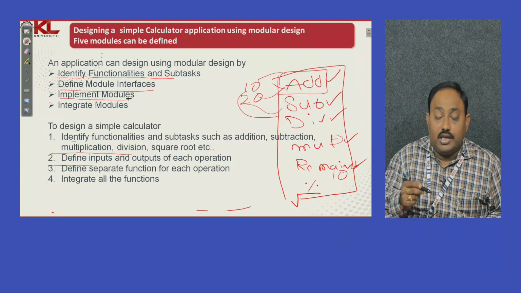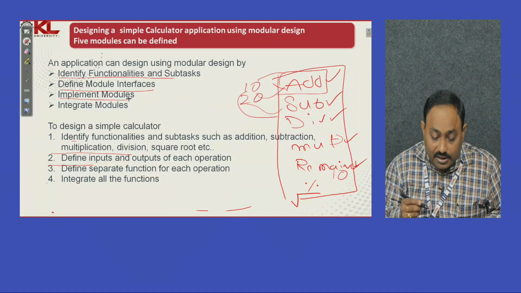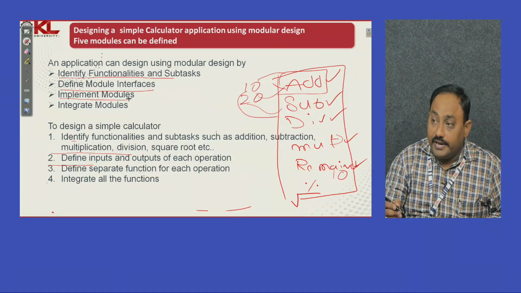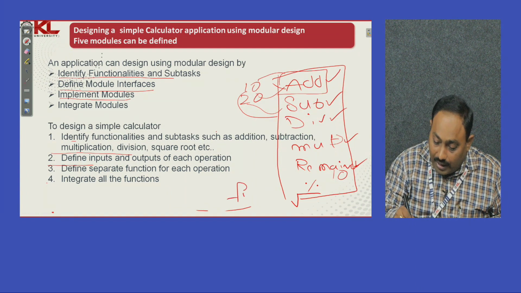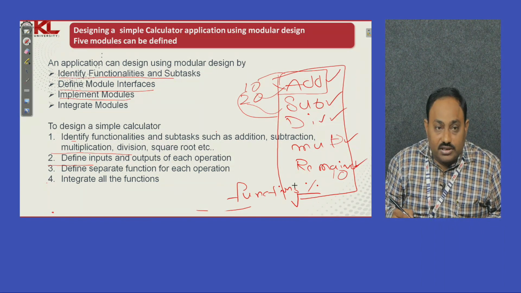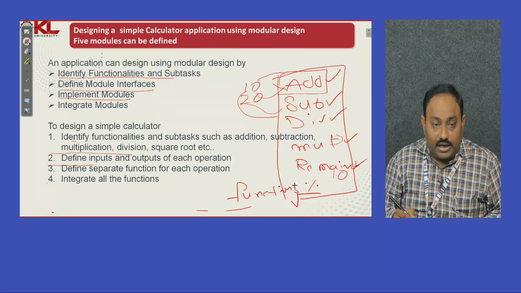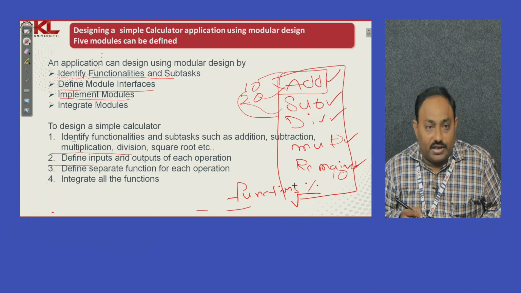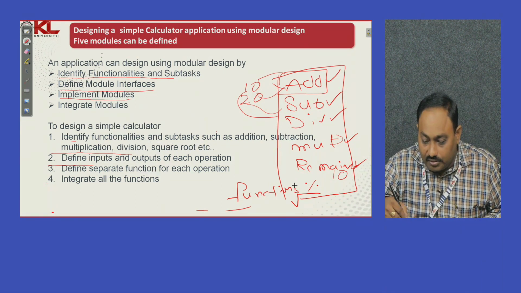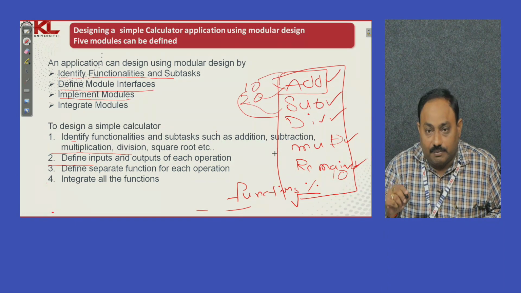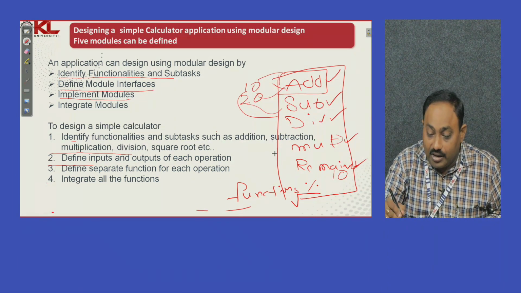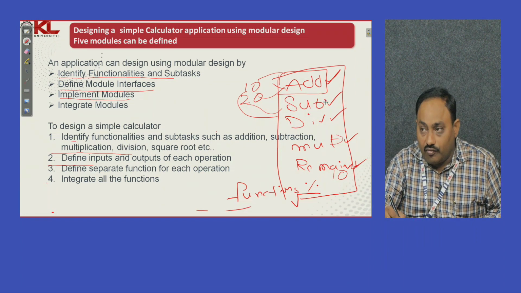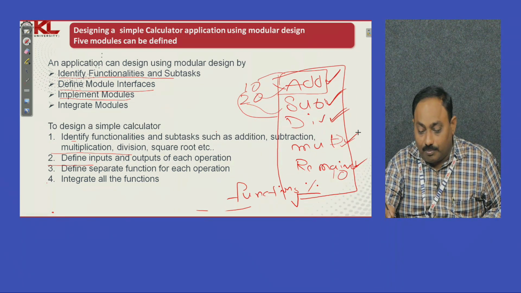What is implementation? To implement the modules in structured programming, particularly in C language, we have one feature, that is functions. That means we can use functions to implement the modules, and I will explain how to define a function. For example, if there are 5 modules in this application, I can define one function for the addition module, one for subtraction, one for division, one for multiplication, and one for the remainder module.